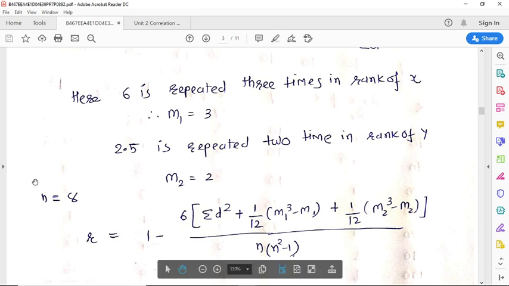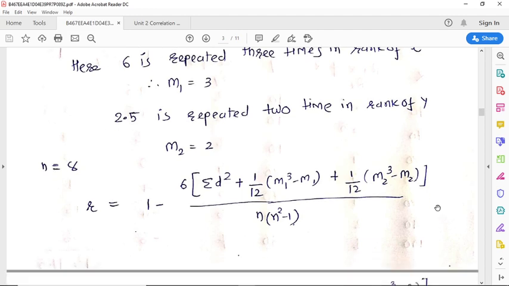And now the total data, as we know there are 8 values in the example, so n is equal to 8. R is equal to 1 minus 6 times sigma D square plus 1 by 12. For M1 the factor will be 1 by 12 times M1 cube minus M1, and for M2 the factor will be 1 by 12 times M2 cube minus M2. If there is a third term M3, then add a third factor 1 by 12 times M3 cube minus M3. Divide by n into n square minus 1. So now replace all the values.